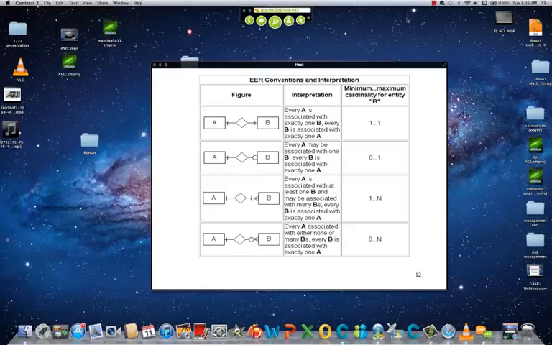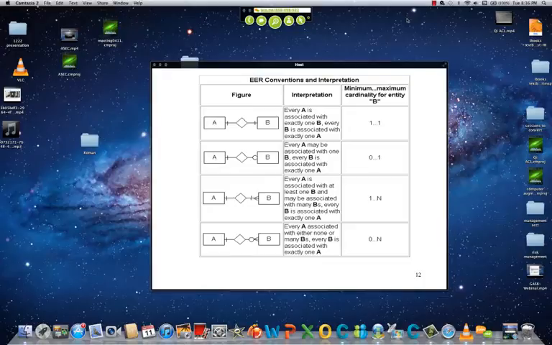We say must because we have this bar. It means mandatory. Why do we say exactly one? There is no many, no crow's foot. So it's mandatory one. The next one is optional one. So now you read, every A may be associated with either no B or one B.